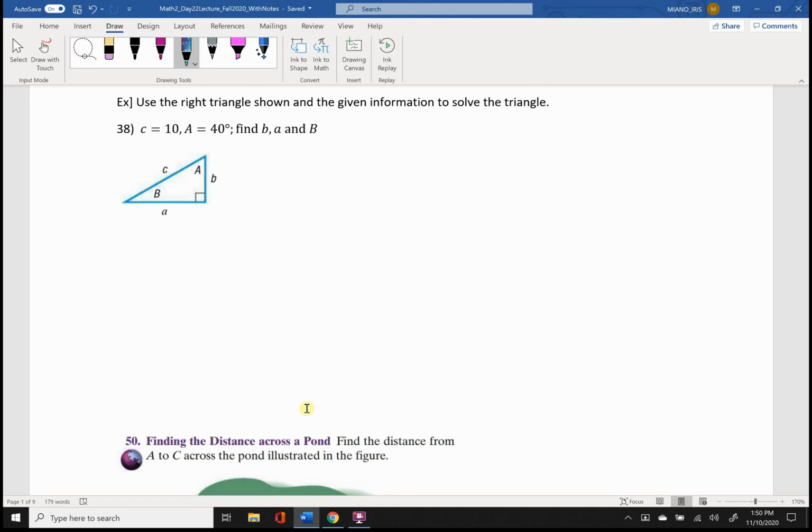Right off the bat, since we're dealing with a right triangle and I know one of the non-right angle measures, I can just take the complement of that and get the value of B. So B equals 90 minus the 40 degrees for A, and so that'll be 50 degrees for B. Done deal. That was quick and easy.